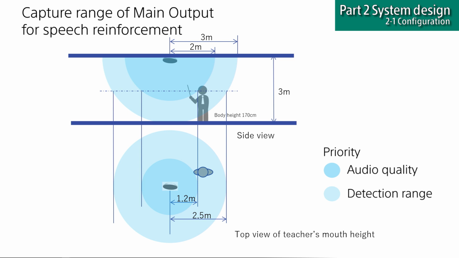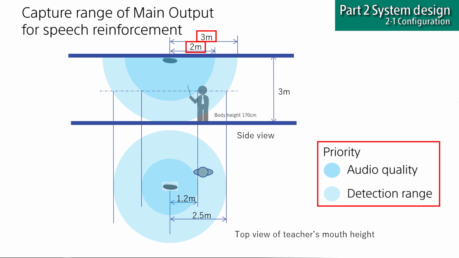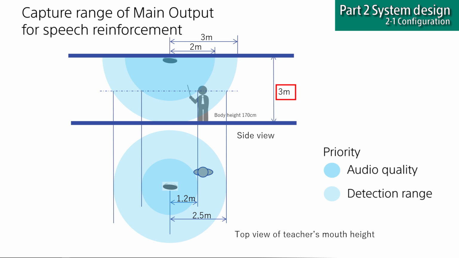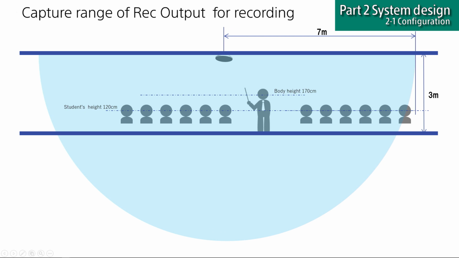This is a detail of the capture range for speech reinforcement. That is a hemisphere of 2 to 3 meter radius. For the case of ceiling height 3 meters and teacher's body height 1.7 meters, this is the top view of the teacher's mouth height. That is a 1.2 to 2.5 meter radius. Then the capture range of rec output is a hemisphere of 7 meter radius.